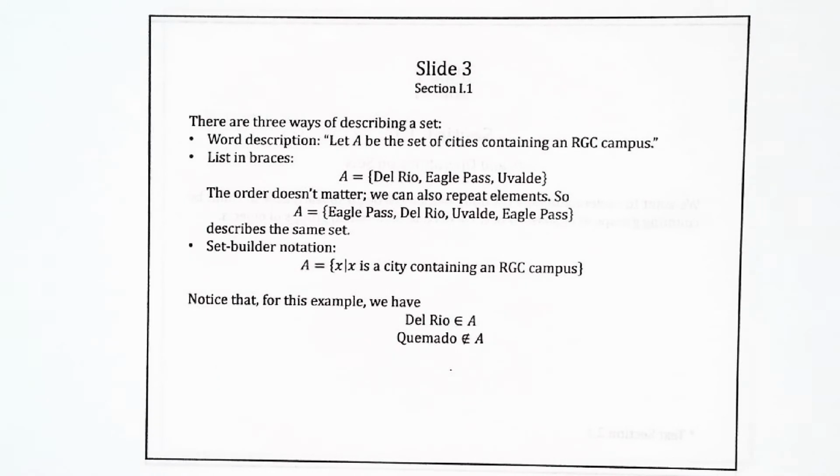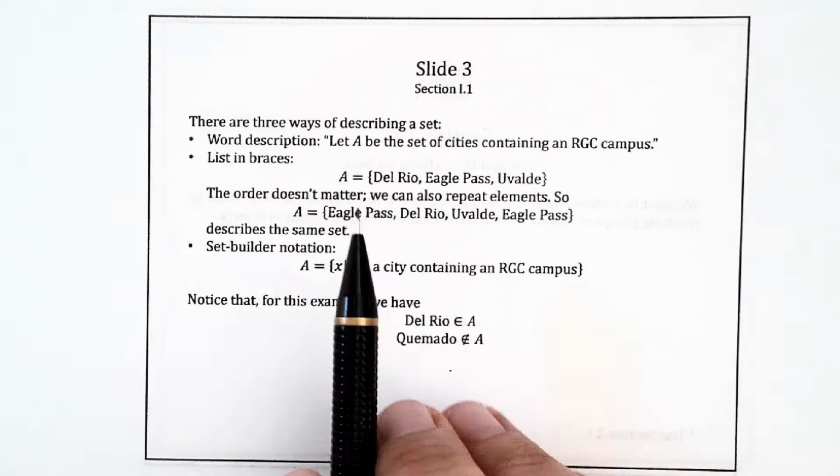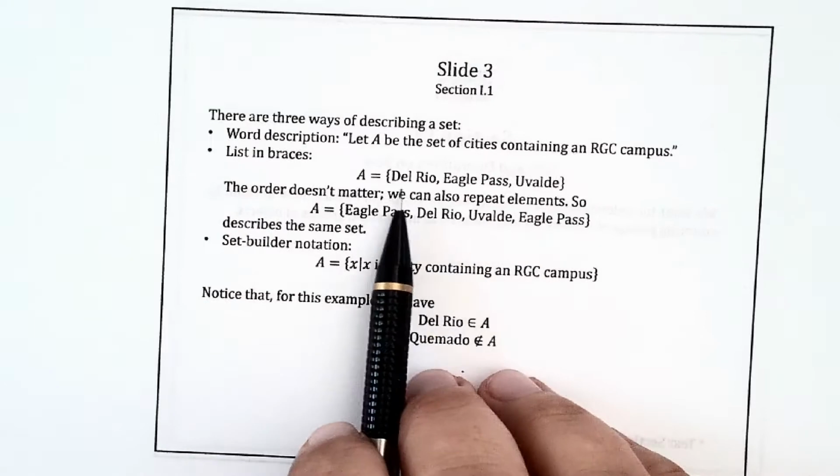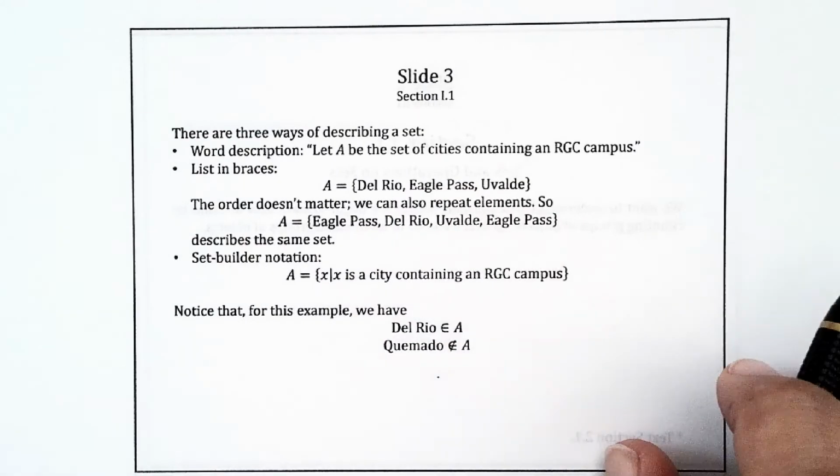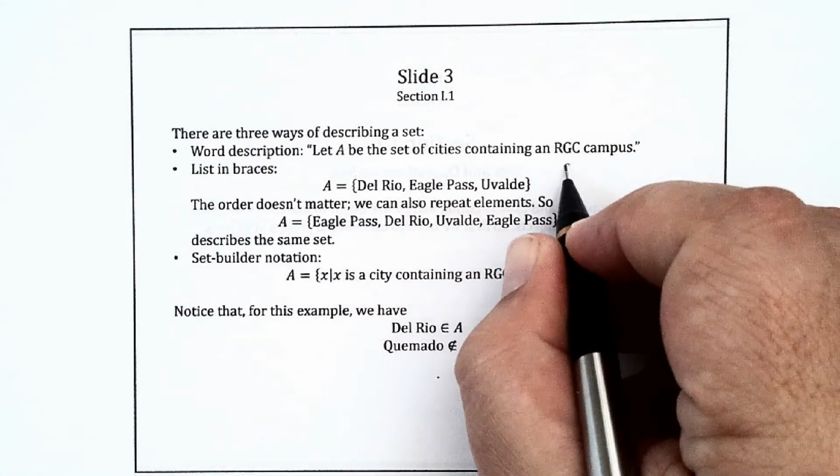Now, we can also describe that set by just listing the elements. So these are the objects that satisfy the rule for belonging to the set. Namely, they are the cities that have an RGC campus. So A contains Del Rio, Eagle Pass, and Uvalde. We just list the elements separated with commas inside of these little curly braces. Braces like this.